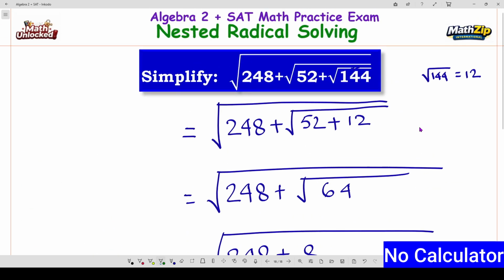So this is very important math based on Algebra 2 or SAT math competition or any kinds of competitive exam in the world. You can follow this one. So this is very important math. Don't neglect these kinds of nested radical expression.